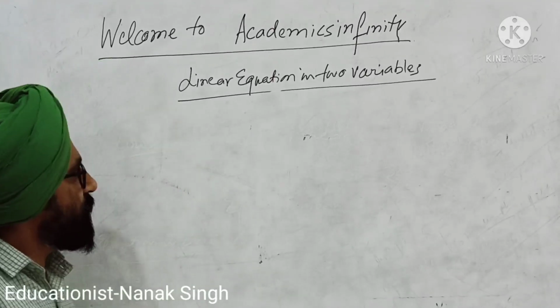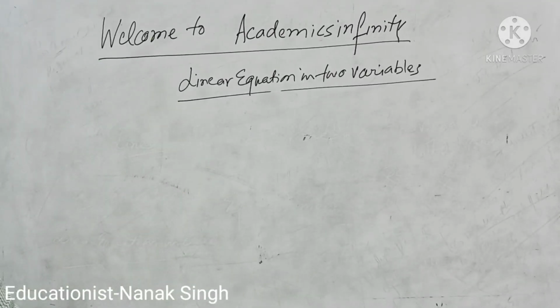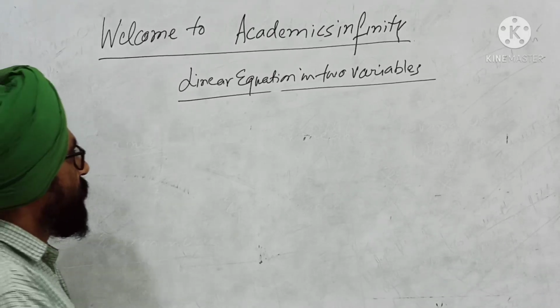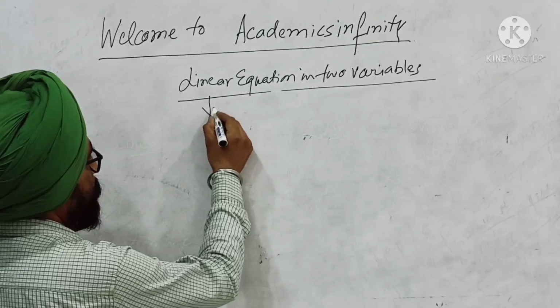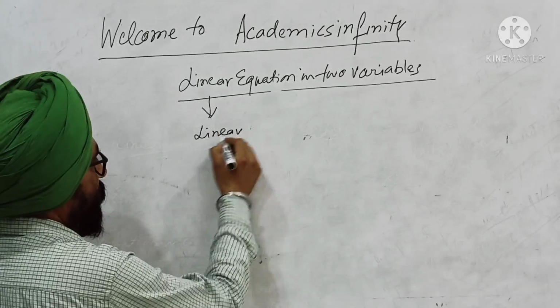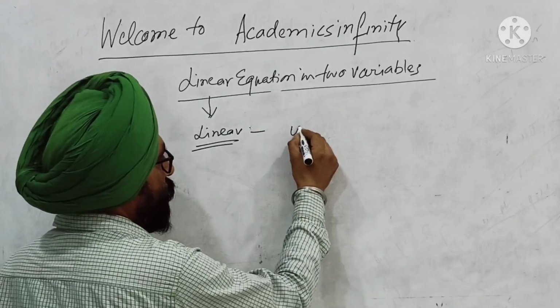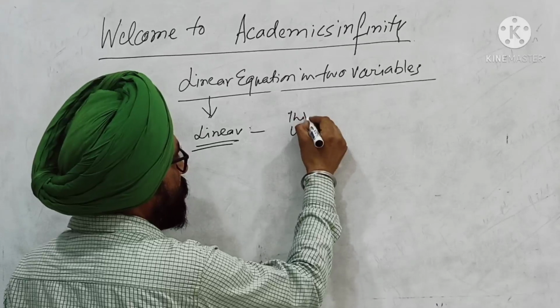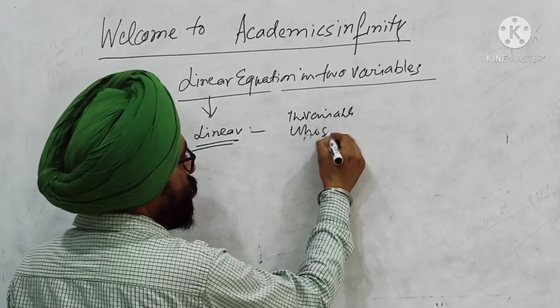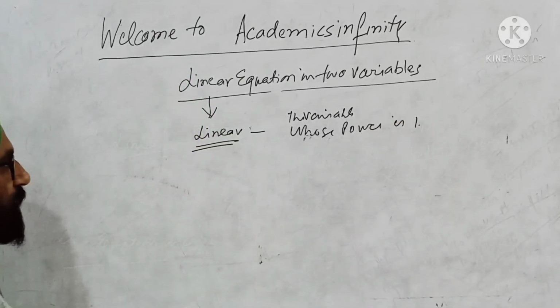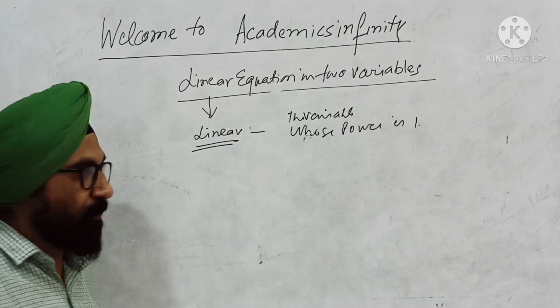Now we are going to start the new chapter, linear equation with two variables. Before starting this chapter, we should know the meaning of linear and equation. Here, the first word is linear. What is the meaning of linear here? The linear means the variable whose power is 1.